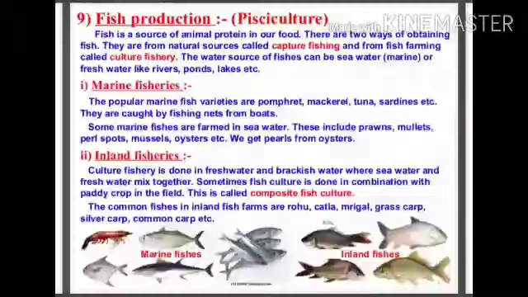After that is fish production or pisciculture. Pisciculture is the rearing of fishes, as fish is one of the important sources of animal protein in our food. There are two ways of obtaining fish. These ways are capture fishing from natural sources or culture fishing. Capture is done by using nets or by using hooks to get these fishes. And fish can also be cultivated, like composite fish culture, which is done mostly in China, where the fish are cultivated.